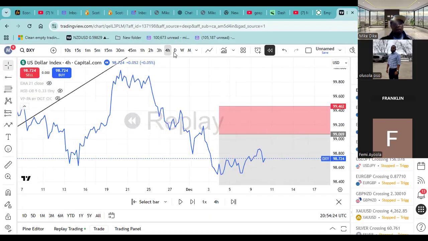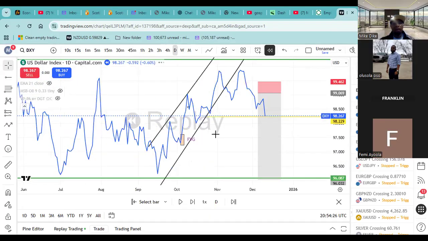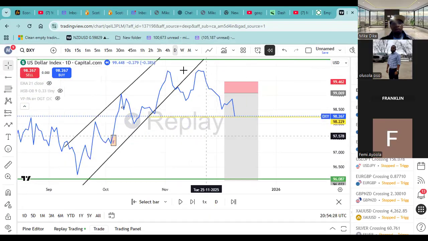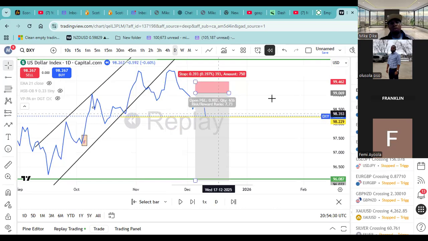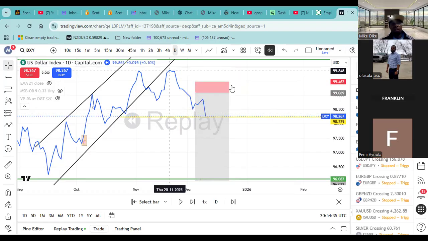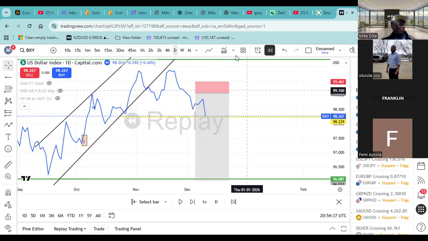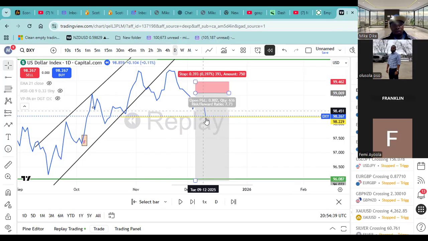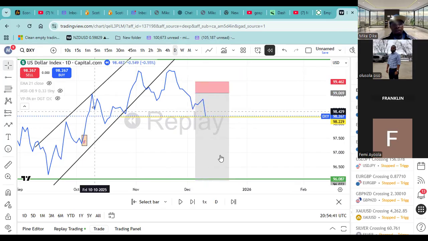Yeah, I checked DXY. DXY was pointing down, which is more confirmation that it's still going. I believe EUR/USD and GBP/USD are still going to go up if DXY pushes more down. So I checked all those confluences and everything is intact.